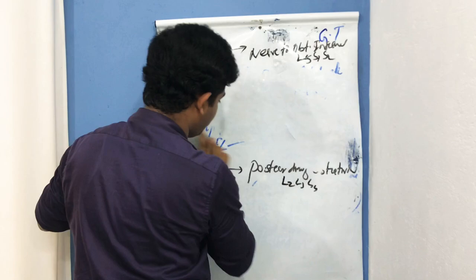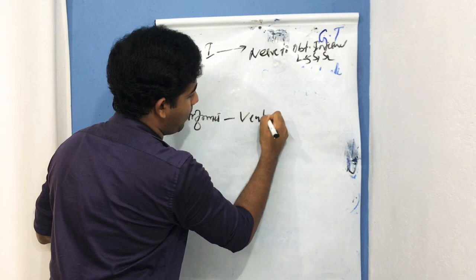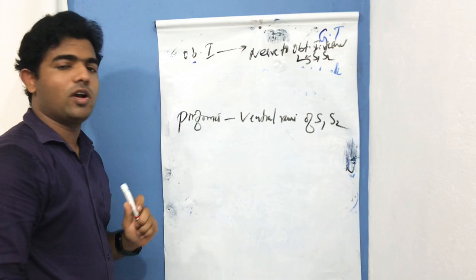Then we want to, let's keep it the piriformis muscle. Piriformis is supplied by ventral rami of S1, S2. Piriformis muscle is supplied by ventral rami of S1, S2.